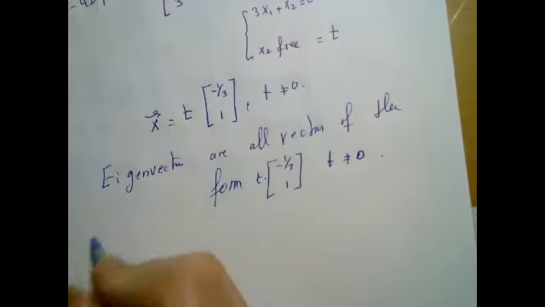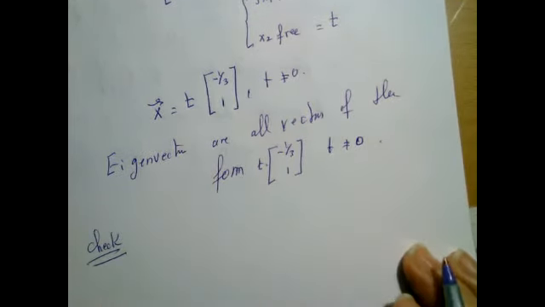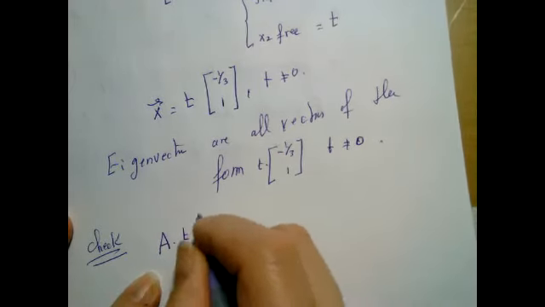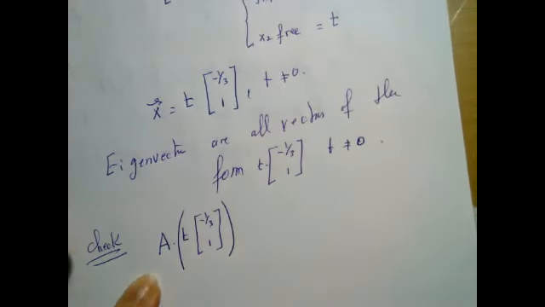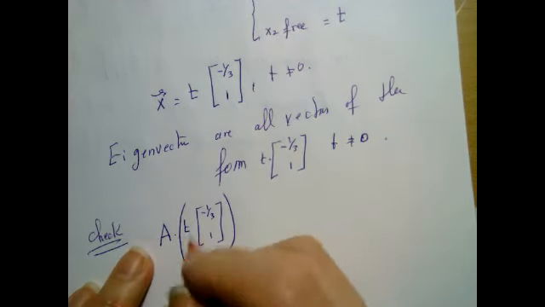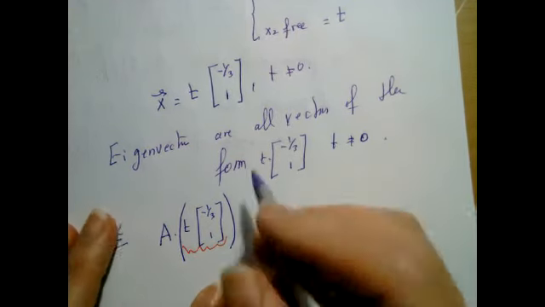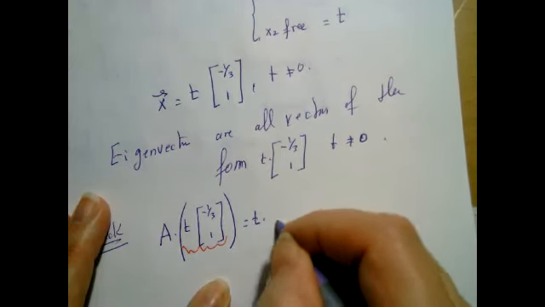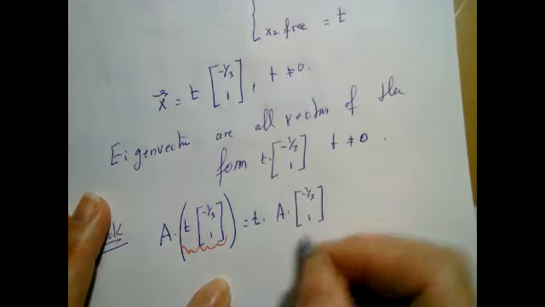Okay? Now we can actually check that my vectors make sense. So what do I mean by check? If I take A and multiply it by any vector of this form, I should get 4 times this vector. So I pick anything from this form, and I'll convince you that this is 4 times this vector. So let's do that. t is a constant, I can move it, A times minus 1/3 and 1.